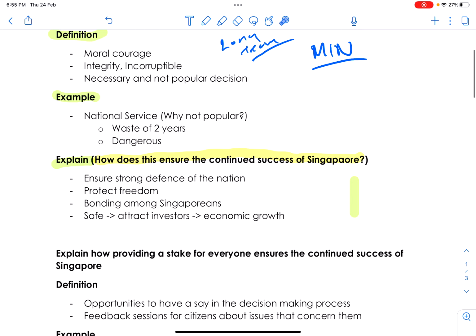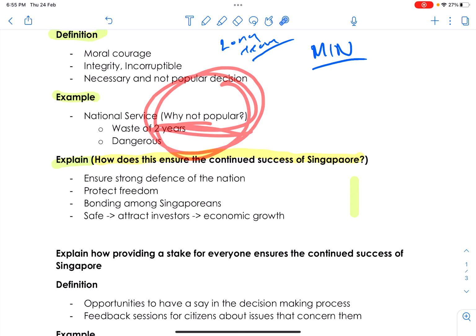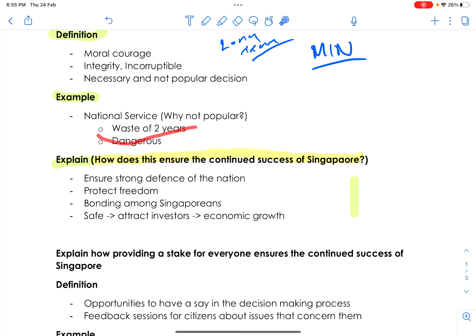What example is this? Give me an example. After you write down a definition, I need the example. National service. All right, 2 years. Why is it not popular? Why might this not be the popular decision? Because it's a waste of 2 years. Some people may think that.